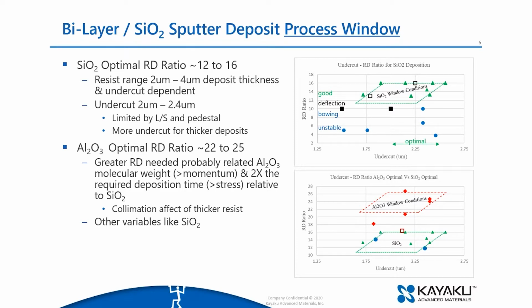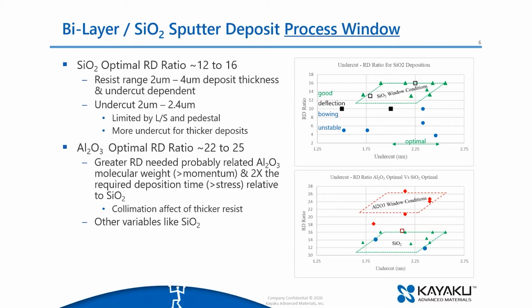So, in summary, these relationships yielded this predictive window for setting up a process in context of what the bilayer structure needed to look like relative to the deposit thickness to get good outcomes.